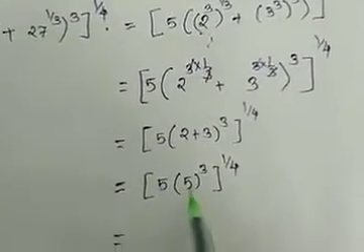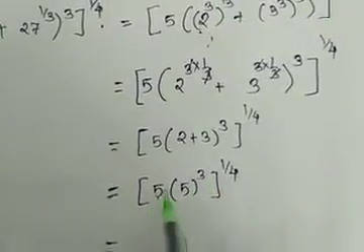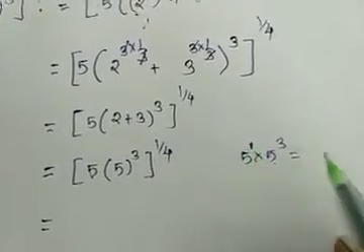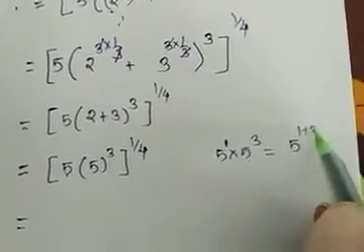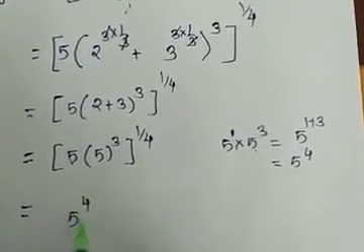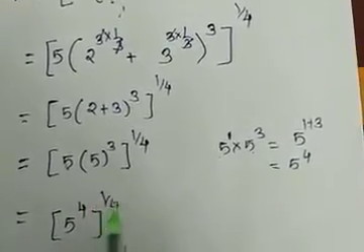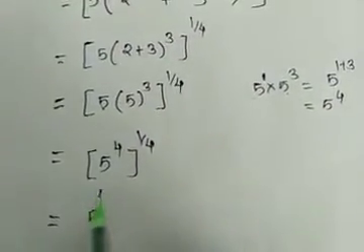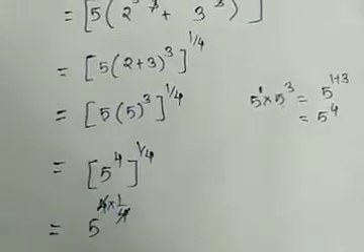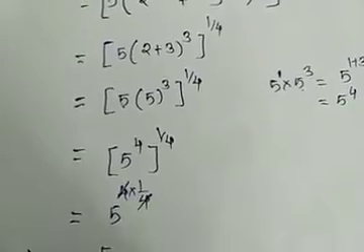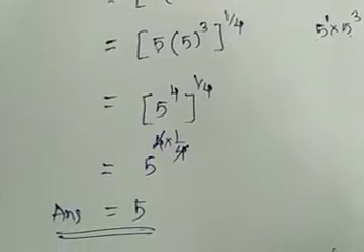Now here 5 into bracket 5 raised to 3 means 5 multiplied by 5 raised to 3. Here the base is the same, so it can be considered as 5 raised to 1 plus 3, which is equal to 5 raised to 4. So the bracket term will be written as 5 raised to 4 bracket raised to 1 by 4. Again using the rule, 5 raised to 4 into 1 by 4. Here the 4 gets cancelled and 5 raised to 1 remains, which is our required answer. The answer we get is 5.